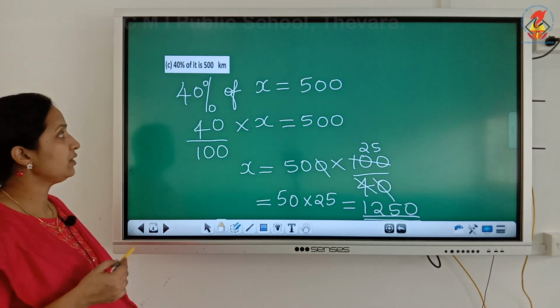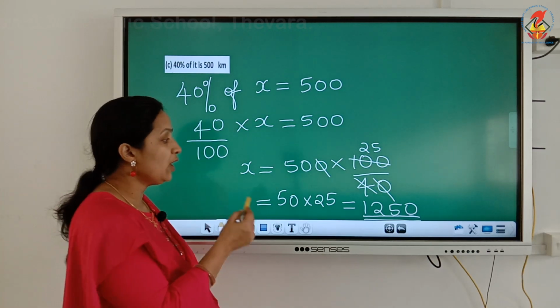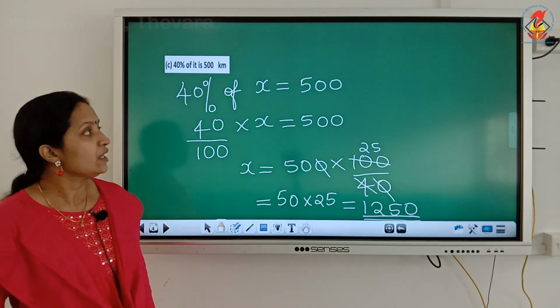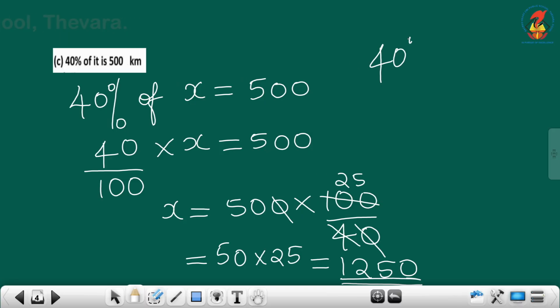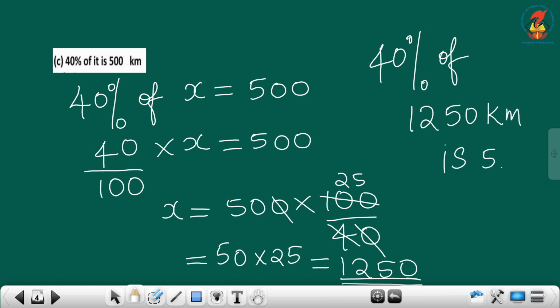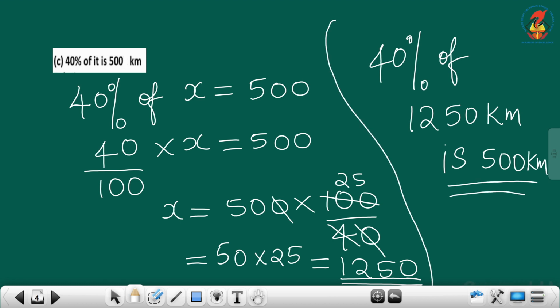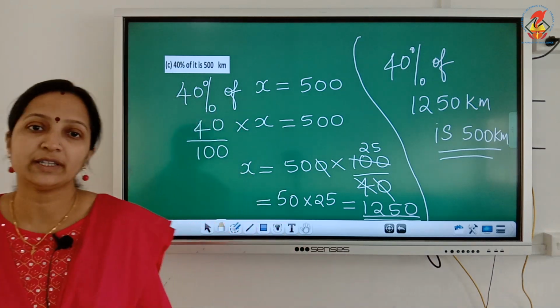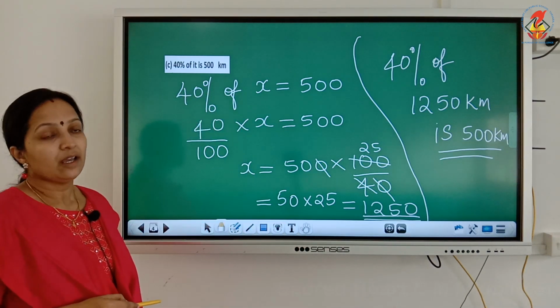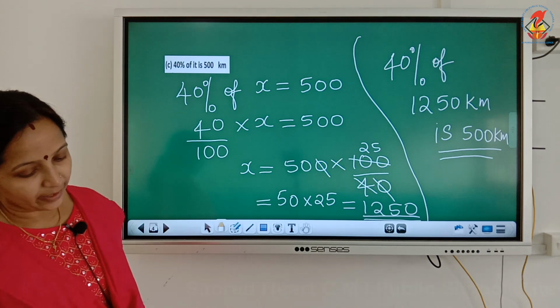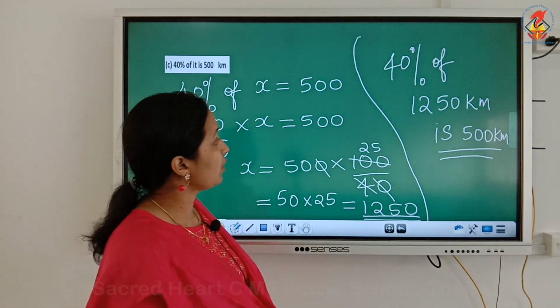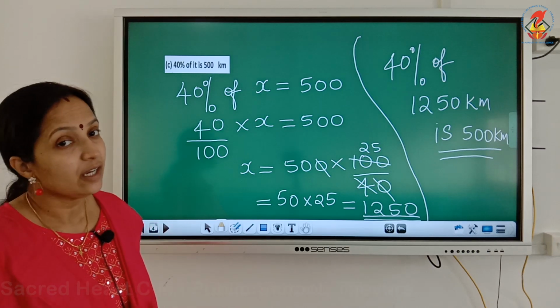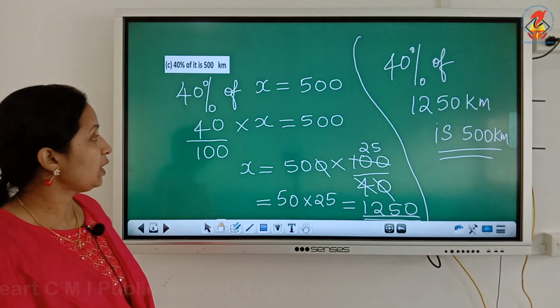40% of 1,250 kilometers is 500 kilometers. Or you can say 500 kilometers is 40% of 1,250 kilometers. I hope this answer is clear. I hope it's clear now. Now move to the next question.